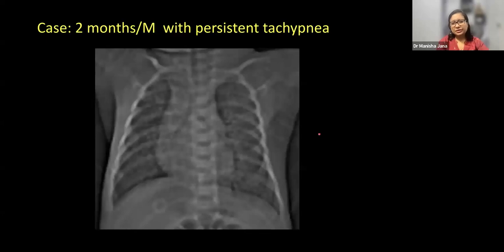Now let's see a few cases. Like this is a 2-month-old infant who had persistent tachypnea.